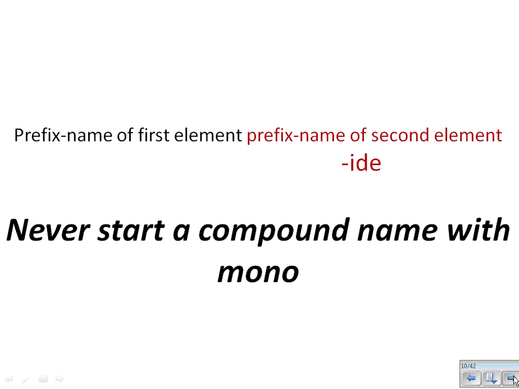And what we will do is put the prefix in front of the name of the first element, put the prefix in front of the name of the second element, and we're going to drop the last part of the second element's name and add "-ide". One thing to remember is we are never going to start a compound name with mono.